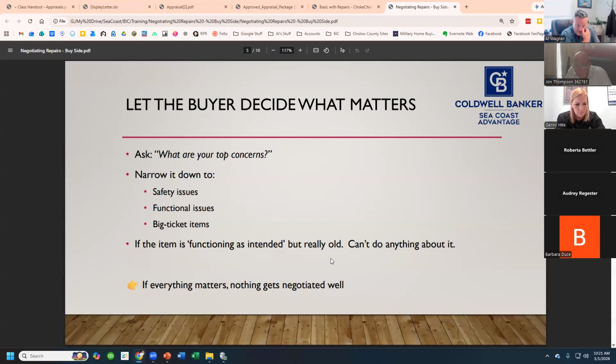Again, everything matters when it comes to the buyer. I don't know why it says nothing gets negotiated well. I missed something there.